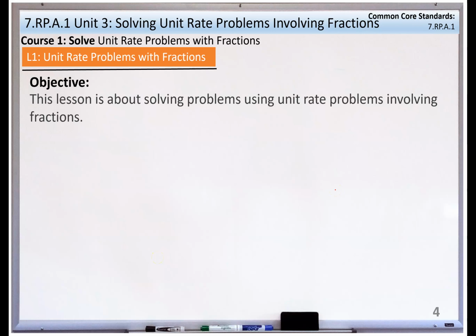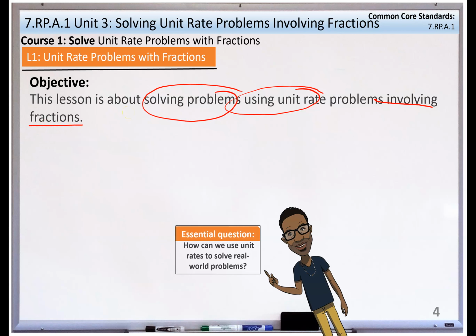E, and today's lesson is about solving problems using unit rates, but this time it's going to be a little different. We're going to involve fractions. Our essential question is, how can we use unit rates to solve real world problems? Let's get started.